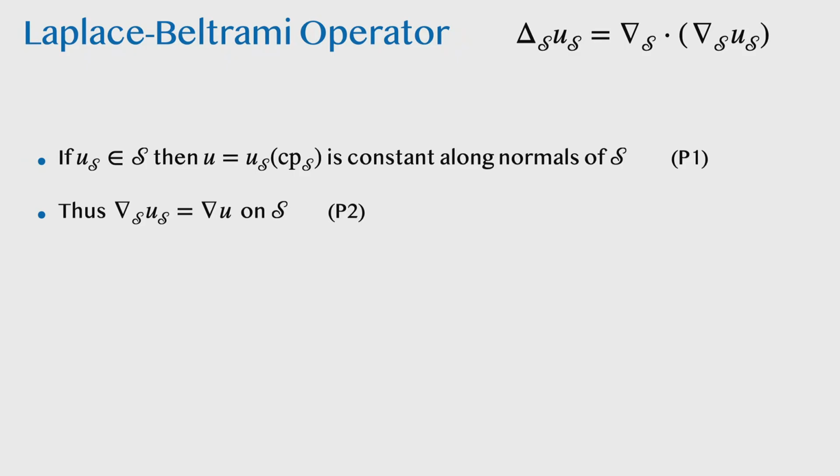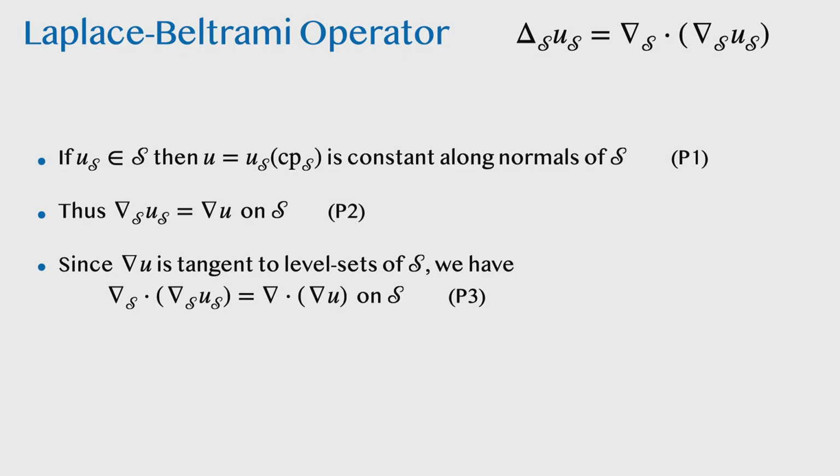And now because the gradient of u is a vector field that is tangent to all the level sets of S, all these offset manifolds, and that's because u itself was constant in the normal direction, then we know by property 3 that the divergence of this gradient field in the Cartesian space is equal to the manifold divergence. So the Laplace-Beltrami operator just gets replaced by the Laplacian of u(Cp).